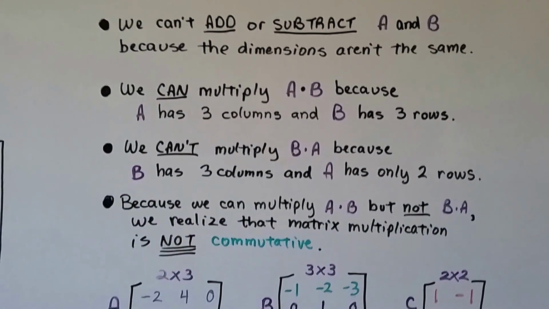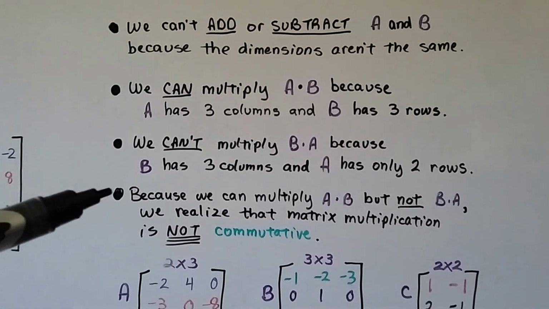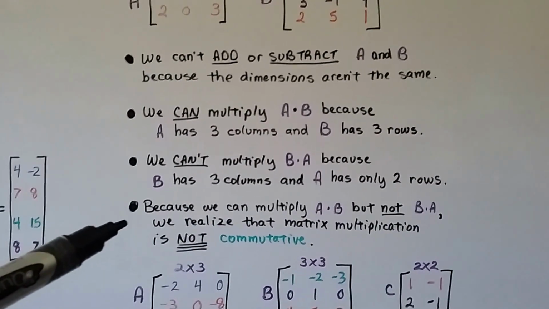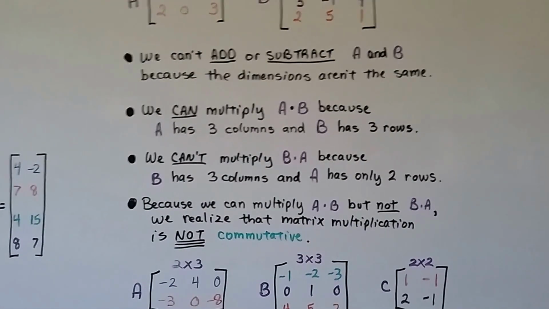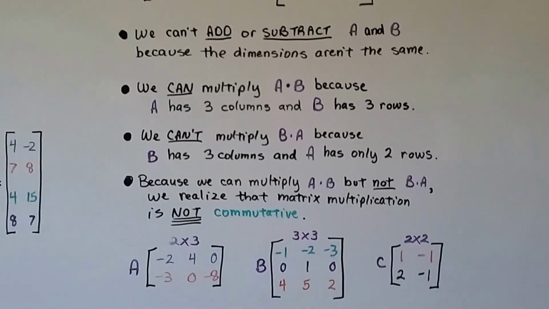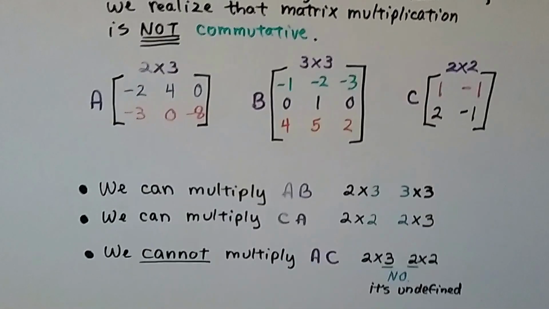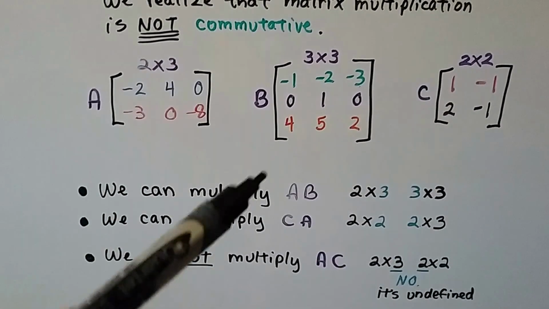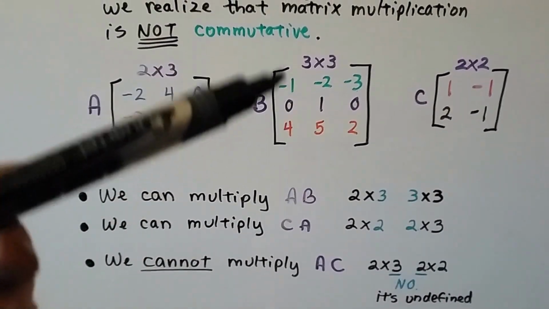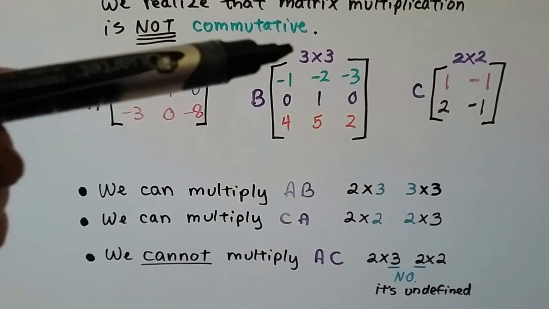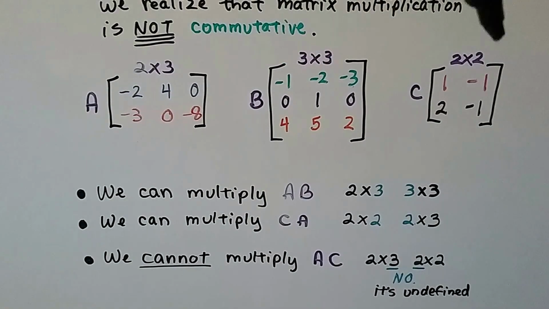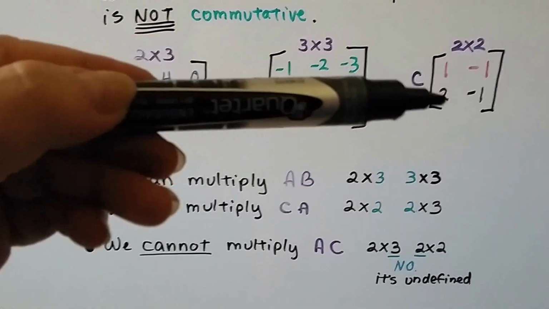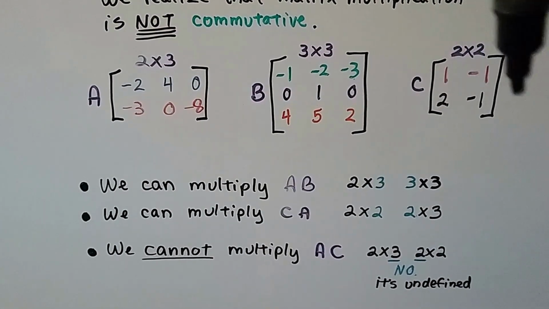I'll explain some more, hold on. Now, because we can multiply A times B but not B times A, we realize matrix multiplication is not commutative, all right? So take a look at these. Here's a 2 by 3, 2 rows, 3 columns. Here's a 3 by 3, 3 rows, 3 columns. The first one is the rows, the second one is the columns. This is a 2 by 2, 2 rows, 2 columns, all right?